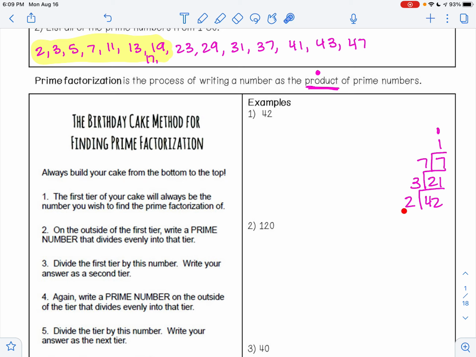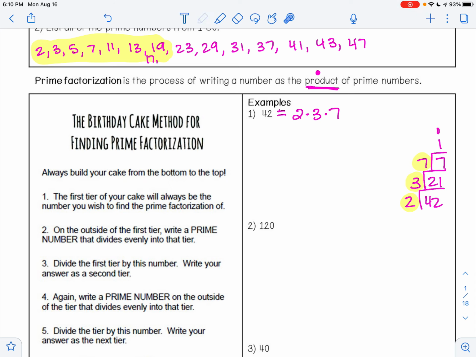Notice how our numbers on the outside are prime numbers. That's good because we're doing prime factorization. So the prime factorization of 42 is my outside numbers here: 2 times 3 times 7. On your calculator, if you do 2 times 3 times 7, you will get 42. So again, the prime factorization is writing the number 42 as the product of prime numbers.